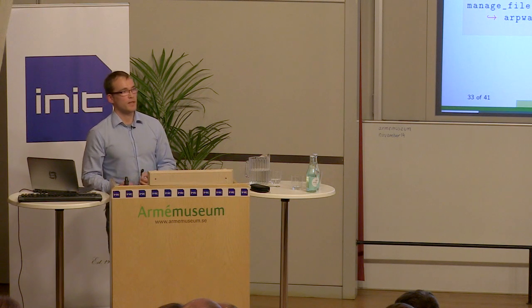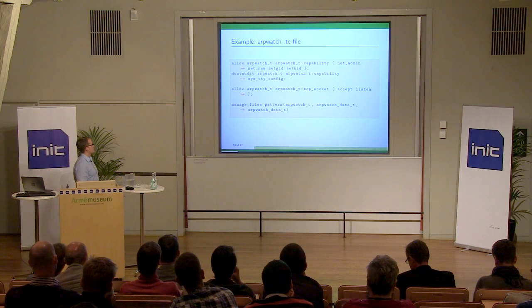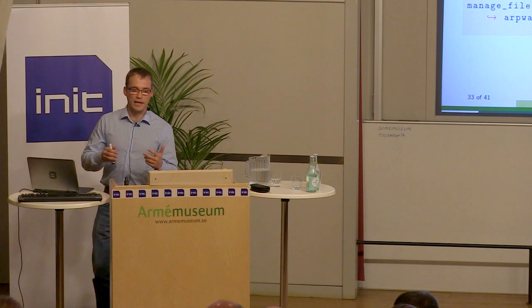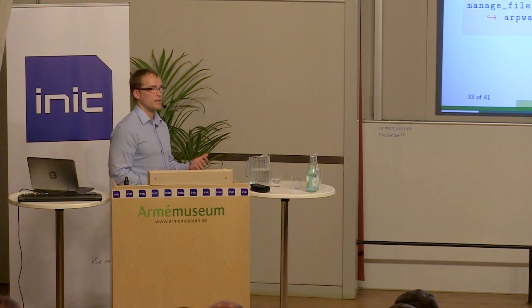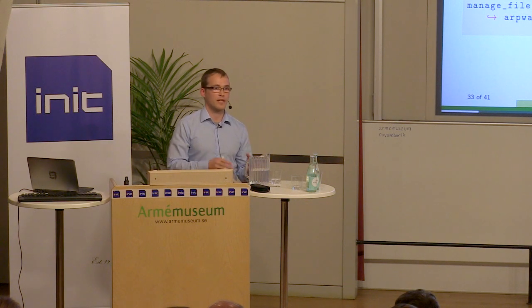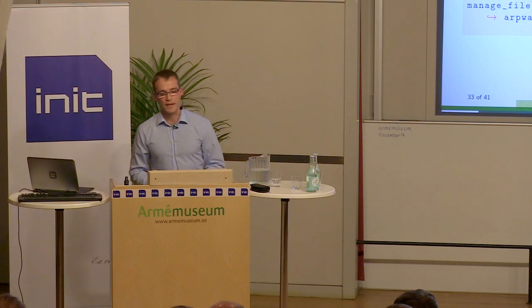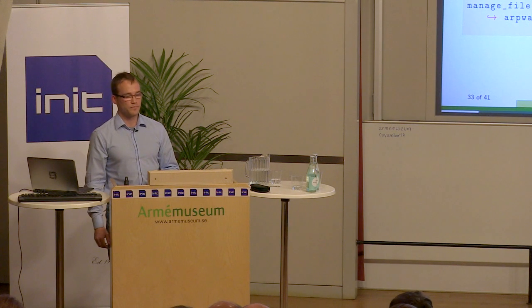Next, we use one of the interfaces that are in the reference policy. And the interface is not very hard to understand. It allows you to manage files that match a certain pattern. So in this case, we allow our domain type to manage files that live in directories that have the type AppWatch data, and the files have the type AppWatch data. So you can reuse a type for different classes, and that's very often done for directories where it makes no use to have two separate types.